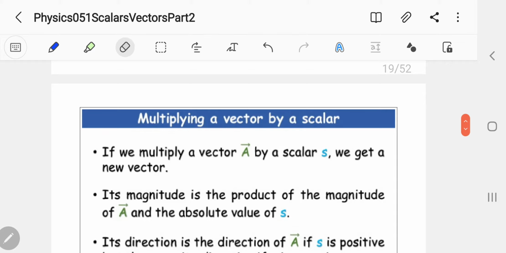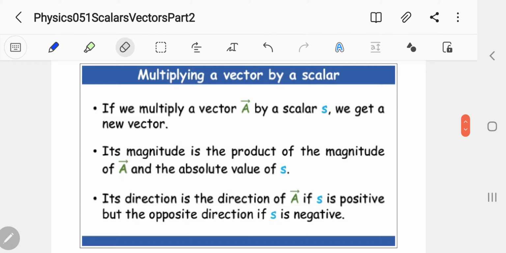So how do you multiply vectors? You can multiply a vector by a scalar s, and you get a vector that is in the same direction as the original. If you multiply by s greater than 1, the resulting vector would be longer.